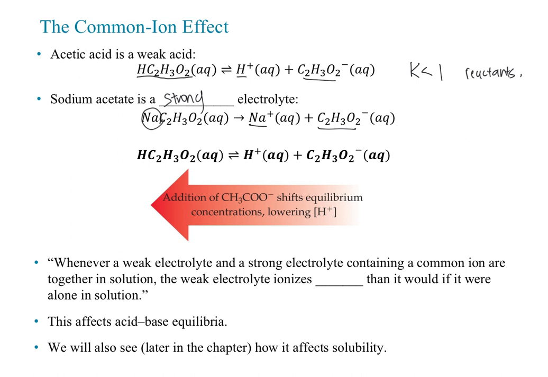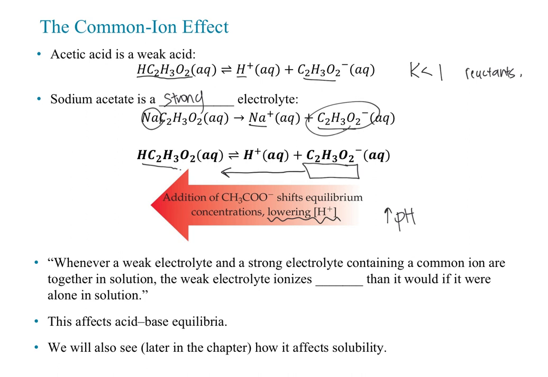So if I put some sodium acetate into my acetic acid solution, I'm going to take my acetic acid solution, which was at equilibrium, and I'm going to add a bunch of acetate, which is a product. Now this is going to, via Le Chatelier's principle, shift my reaction that way towards the reactants. So I'm going to make even less hydrogen ion than I had before. So if I have less hydrogen ions, that means that my pH goes up. I increase my pH by adding the common ion, acetate.